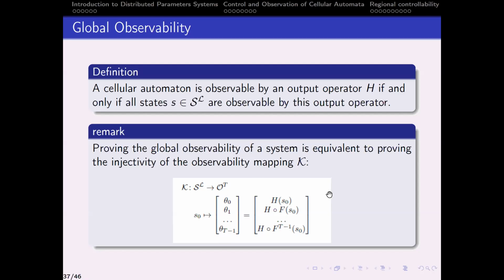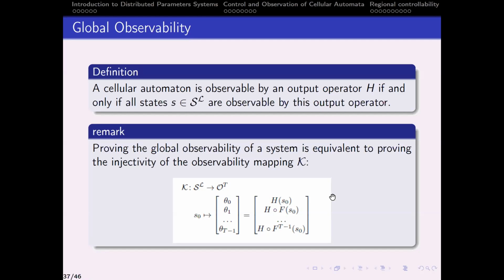This problem of injectivity of this mapping is not related to the reversibility of CA, because when we study reversibility, it's only how to go backward and reconstruct the predecessors if the CA is reversible, but without the application of an output function or observation operator. And this is not the same, because we want to reconstruct the state of the system just according to this observation.